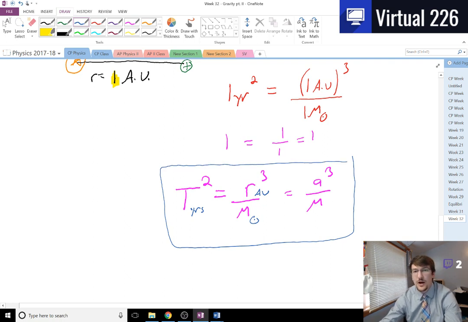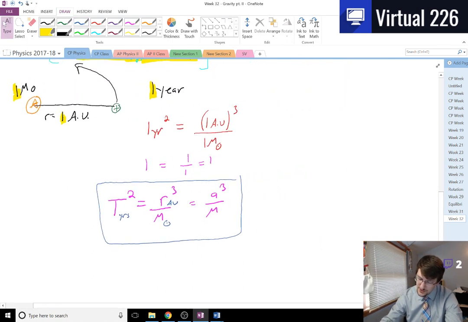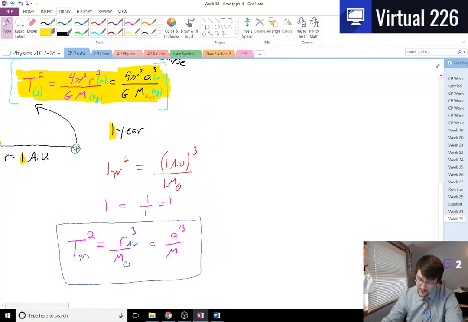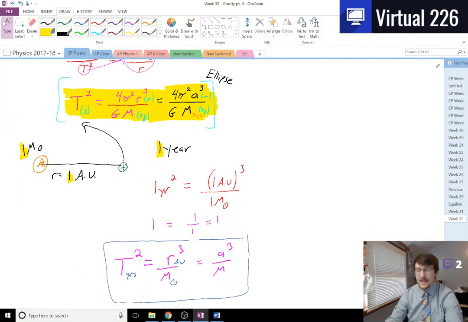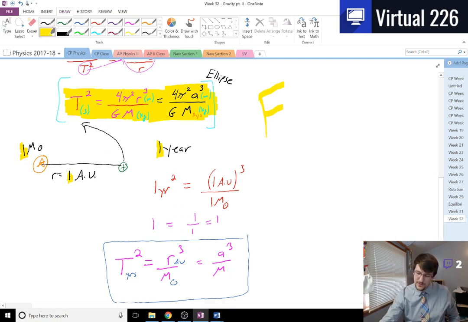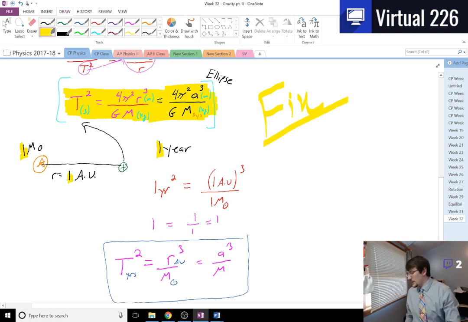You do get to drop out the 4 pi squared over G, which is nice, but other things just become a little bit weird. Okay, so that's Kepler's third law in a nutshell. It does make life easier, and it is, in general, a way we can relate the period, or how long it takes for a planet to go around its star, to how far away that planet is from its host. And with that, Kepler's law is finished.